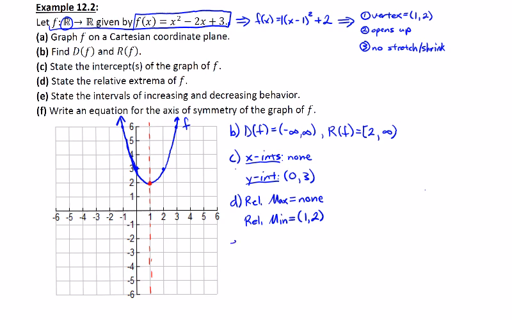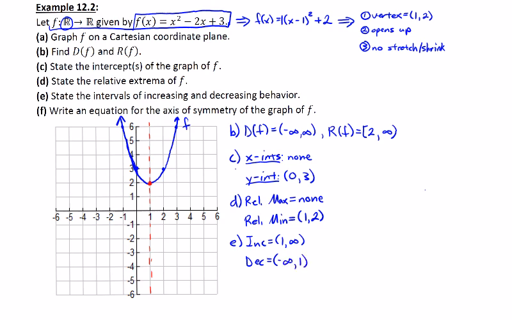Part E. In Part E, it says to state the intervals of increasing and decreasing behavior. The vertex, once again, is a very important point, and the axis of symmetry as well helps us to visualize where we have a change in behavior. Everything to the left of the axis of symmetry has a decreasing behavior, and then the curve to the right of the axis of symmetry has an increasing behavior. So we are going to say increasing occurs from 1 to infinity, and then decreasing occurs from negative infinity to 1.